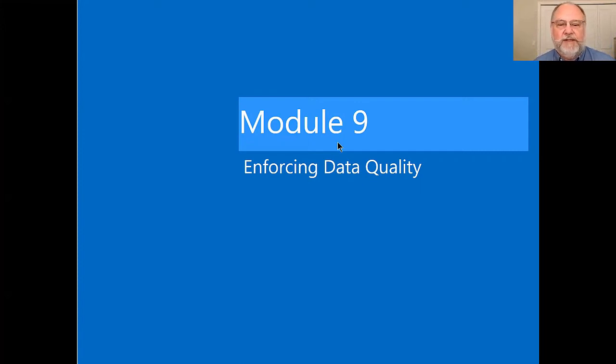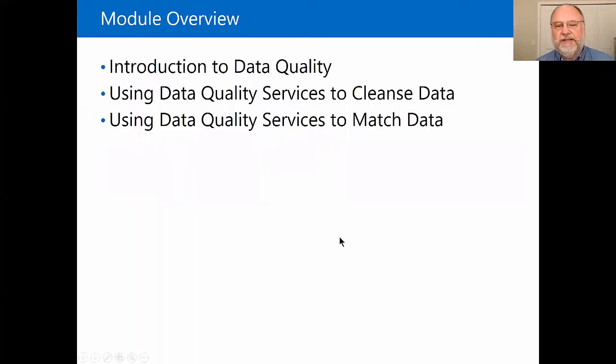So we're going to talk about data quality services, or DQS, in Module 9 here. And we're going to start by discussing what we mean by data quality. What is this all about? And then we'll talk about using data quality services to both cleanse data and to match data. By cleansing data, we're talking about making sure that our data conforms to normal standards. By matching our data, we're talking about removing duplicate records, finding and dealing with duplicates, or deduplication, that people call it.